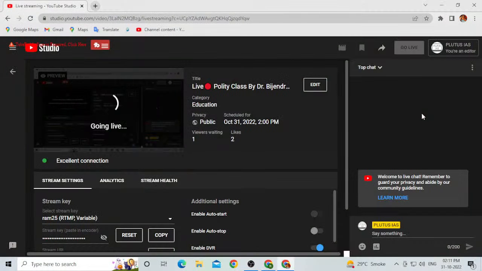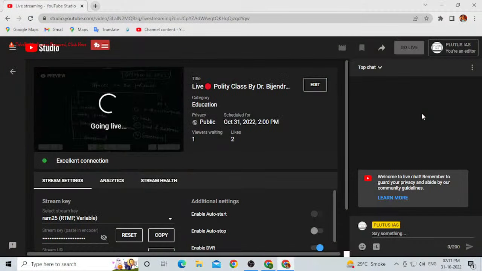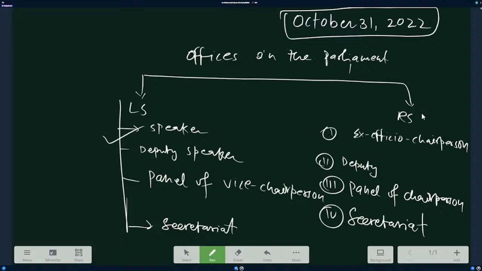We already talked about who the speaker is. What have we talked about the speaker? Speakers are elected.